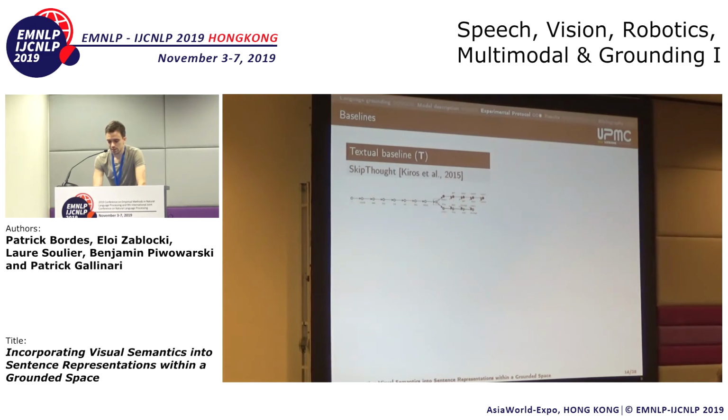For the baselines, our textual baseline is the skip-thought model. In the skip-thought model, the objective is to predict the previous and next sentence in a textual corpus. And the grounded sentence models of Kiela, of course.